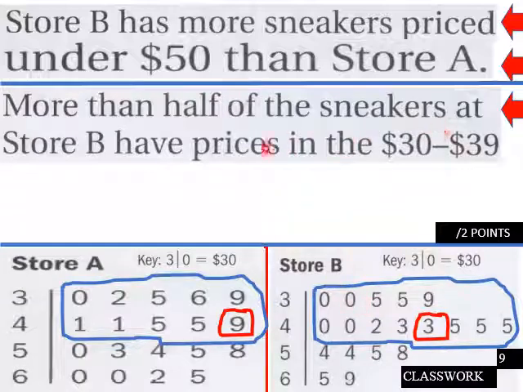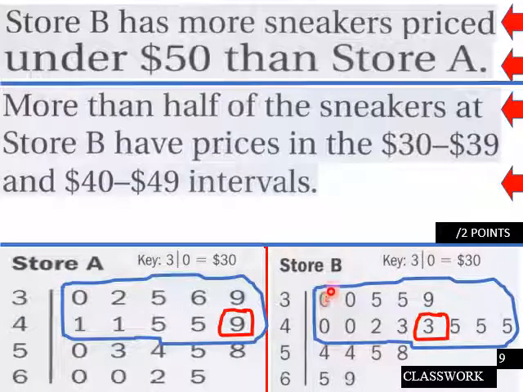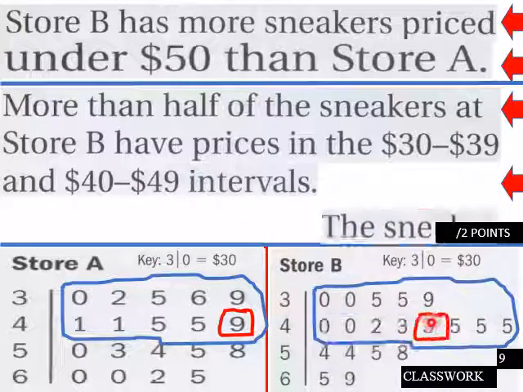More than half the sneakers at store B have prices in the $30 to $39 range and $40 to $49 interval. $40 to $49 would be here. So store B has more bargains underneath $50 for sure, in the $30 to $39 range, and then the $40 to $49 range. So it's more of a bargain store.